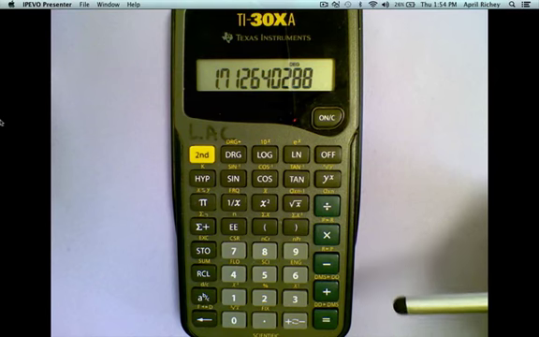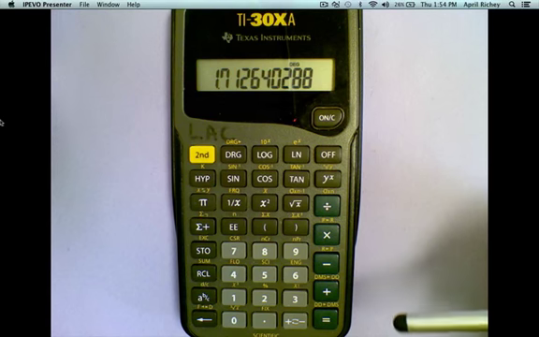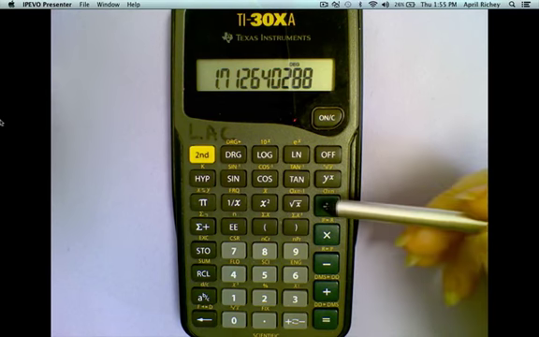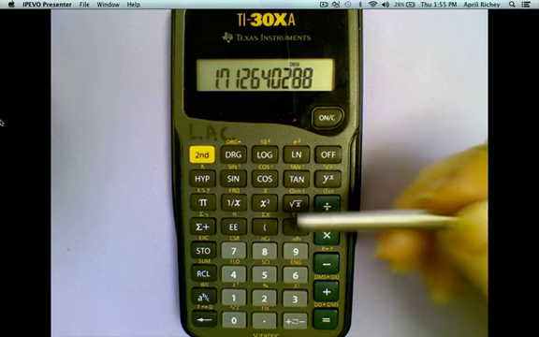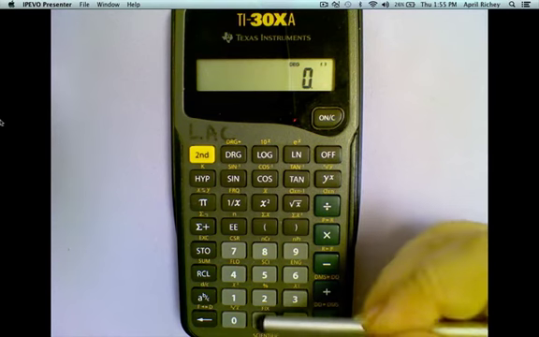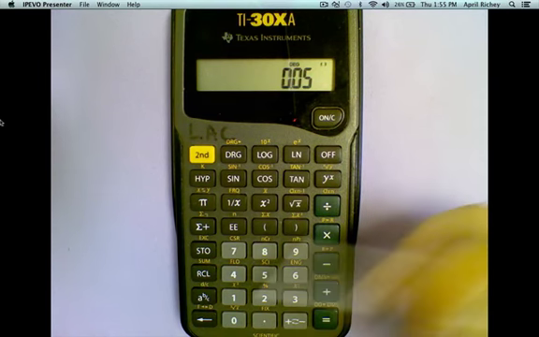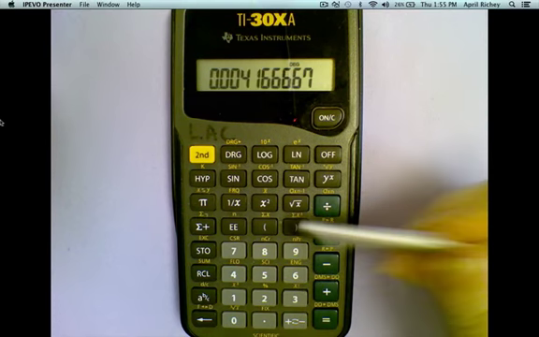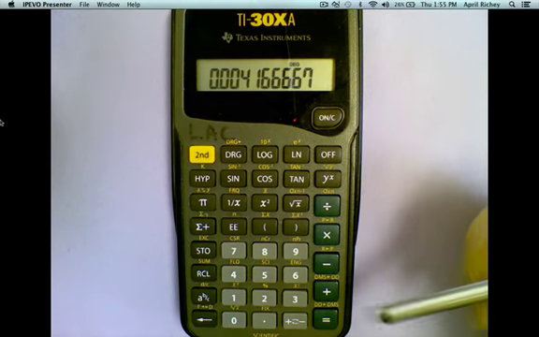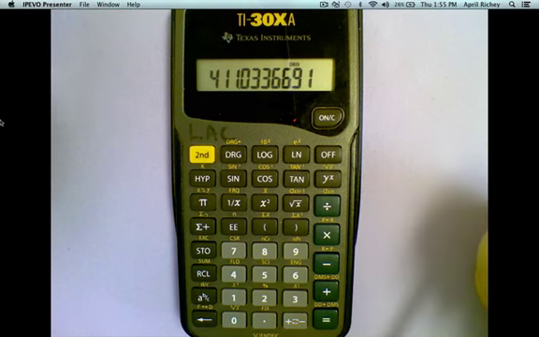Now I need to divide that by 0.05 divided by 12. So divided by, and remember this fraction has to go in a parenthesis, 0.05 divided by 12, and close your parenthesis. And then press equals to actually perform the division. And this gives me 411.033, and that decimal continues on.